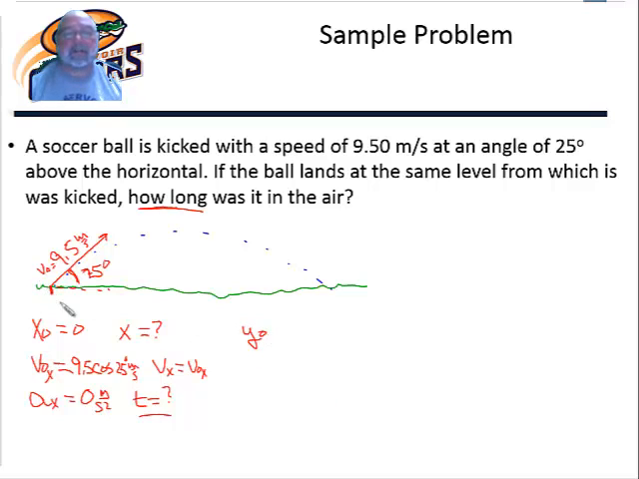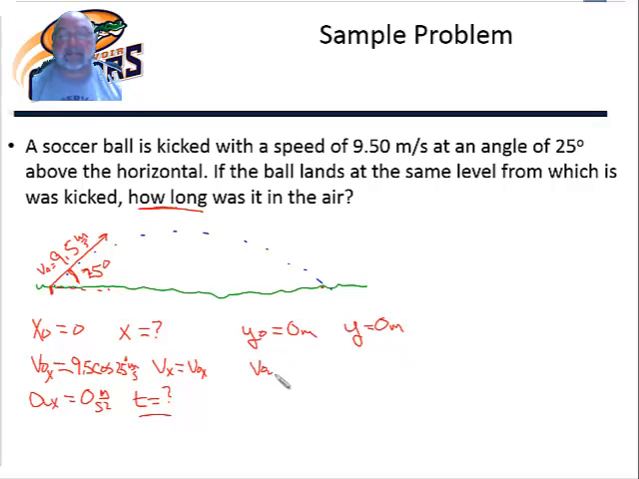Well, the ball is starting from the ground, so I'll say that's 0 meters. Where's the ball ending up? Oh, it's ending up on the ground. So it ends at 0 meters. That doesn't mean it didn't go anywhere. Just means that it returned to its starting height.